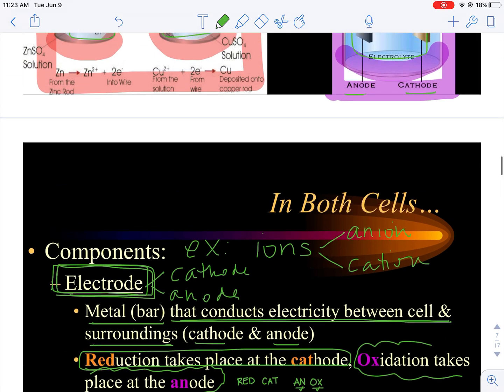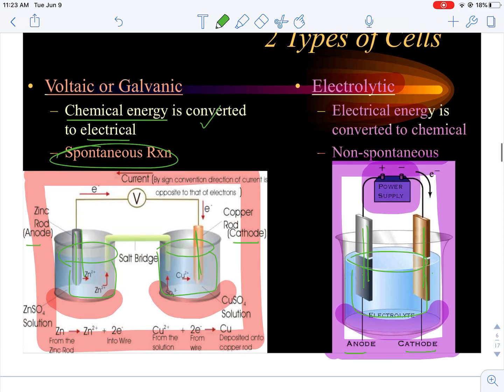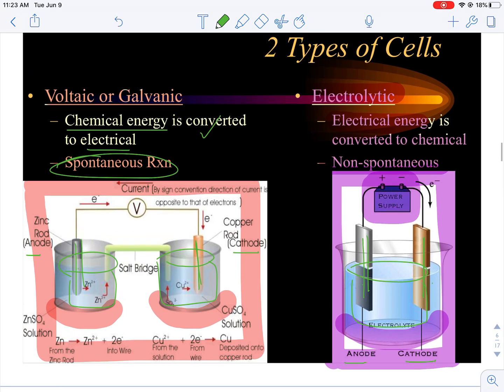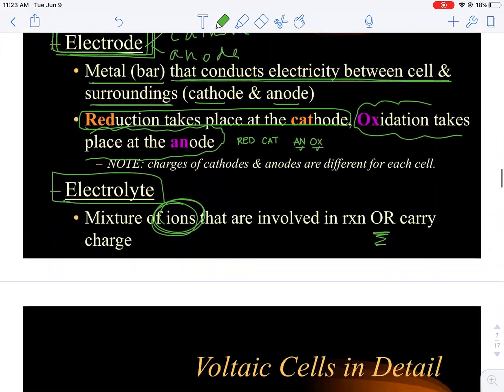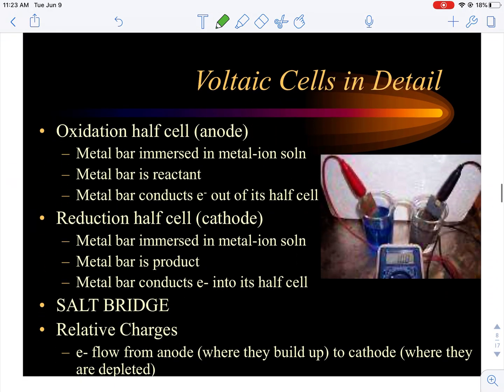All right, so now that we've talked and introduced the two types of electrochemical cells, we're now going to spend the rest of today's lecture focusing on the voltaic or the galvanic cell. The next lecture to follow will focus on the electrolytic cell. All right, so here we have a picture of the voltaic or galvanic cell as if it were to be set up in the lab.